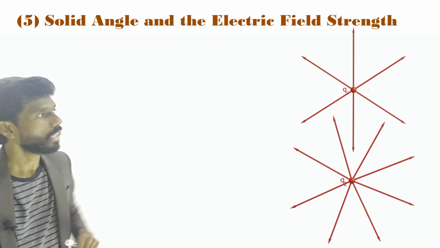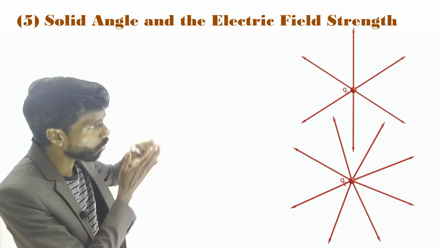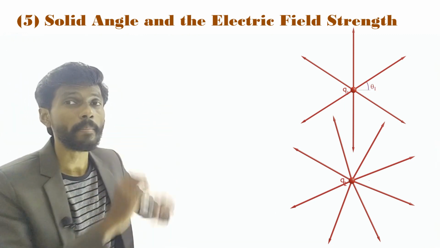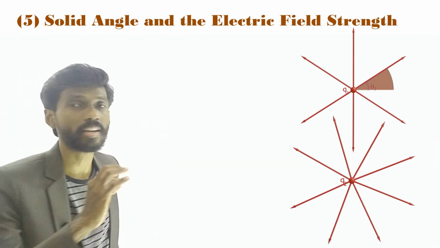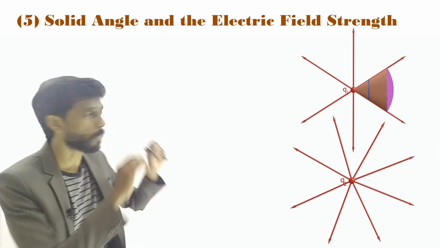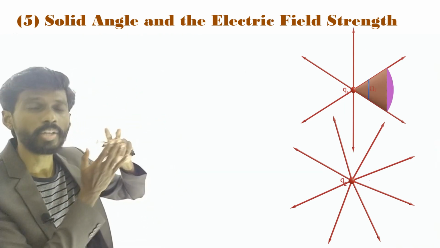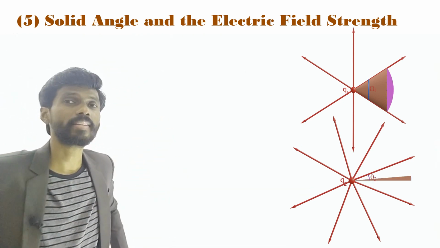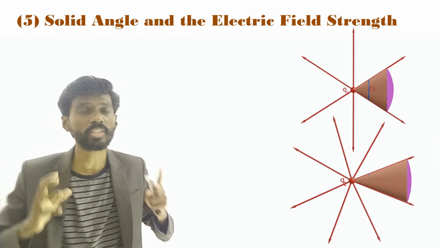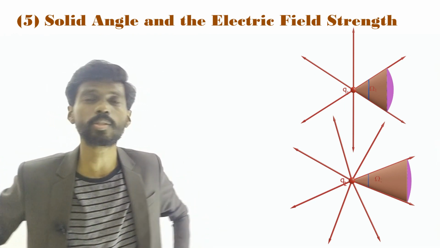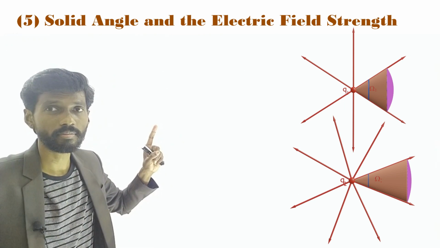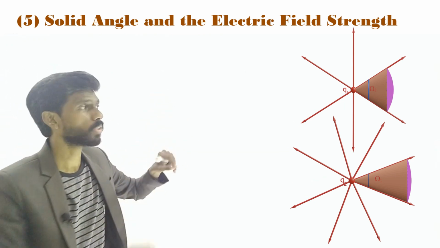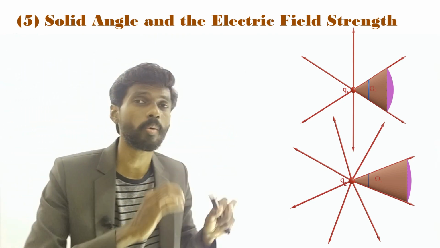Now let us consider the angle between two adjacent electric field lines. In the first case, let's find the angle between two adjacent electric field lines, not the plane angle, but the solid angle. That angle is denoted by, say, omega 1. That is the solid angle between two adjacent field lines in the first case. Similarly, in the second case, we find the angle, denoted by omega 2. You tell me which of these angles is bigger, omega 1 or omega 2? Obviously omega 1 is bigger, because the number of lines is less, so the angle is more. So omega 1 is bigger than omega 2.